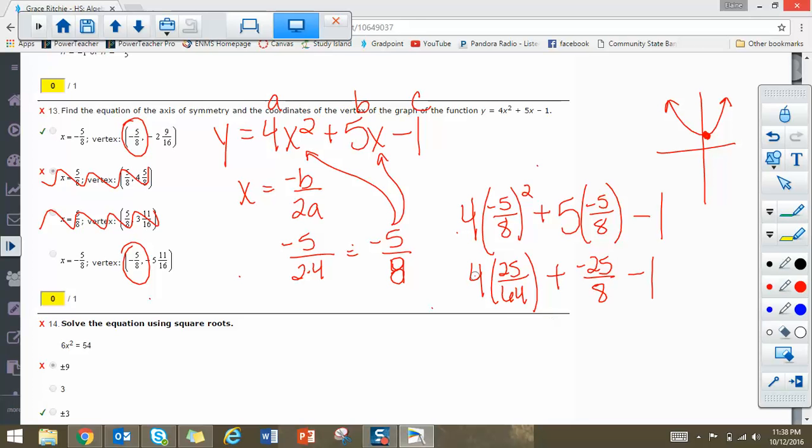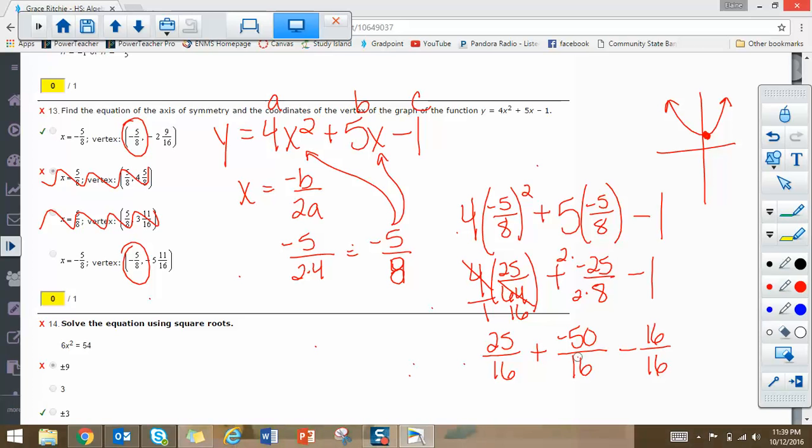And multiplying here, I can actually cancel. If I put this over 1, now 4 goes into 64 16 times. So this becomes 25 over 16. And I'm going to go ahead and get a common denominator right now. So times 2, common denominator needs to be 16. So 16 on the bottom, that's going to give me negative 50 up top, minus 16 over 16, because that's what 1 would be. So 25 plus a negative 50 is a negative 25. Negative 25 minus 16 more is negative 41. So this becomes negative 41 over 16.